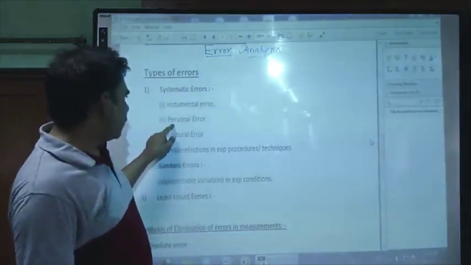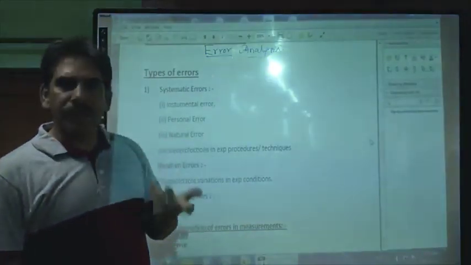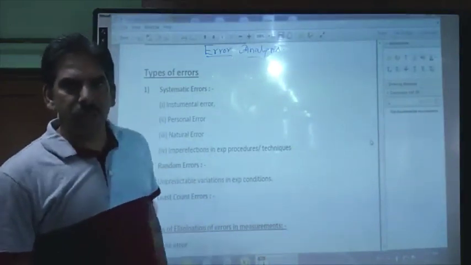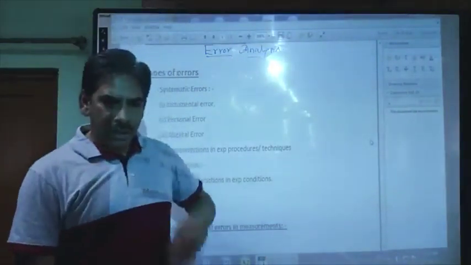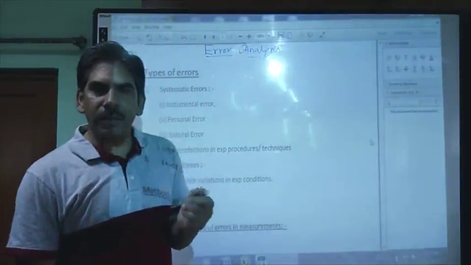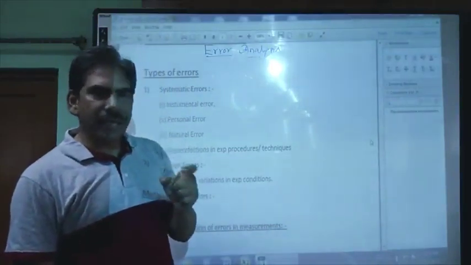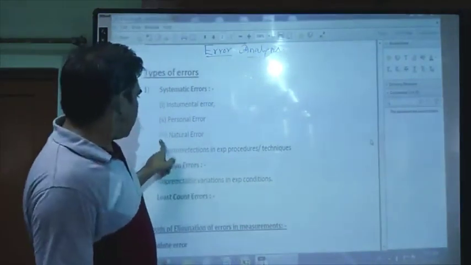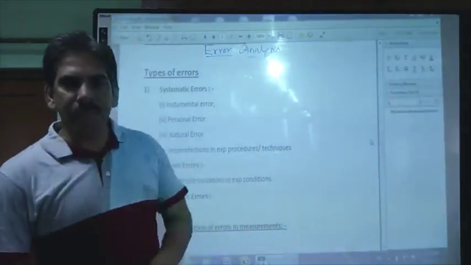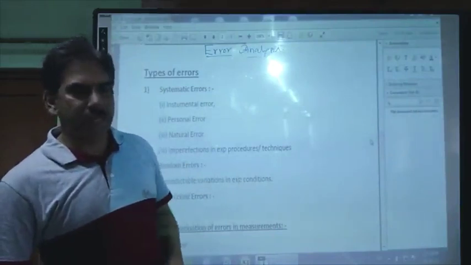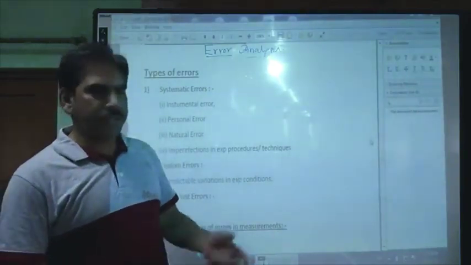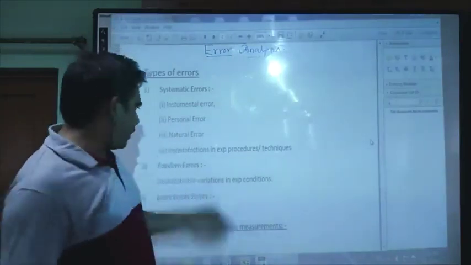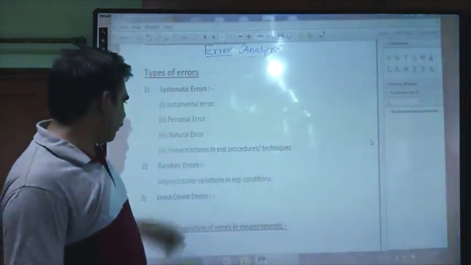Second one is the personal error, or you can also call it human error in the experiments. Suppose there is some error due to the wrong method of measurement of the values, right? That error is called the personal error. Third one is the natural error. There can be some factors which cannot be avoided, like physical conditions of temperature and pressure. Error arising on that behalf is called natural error.